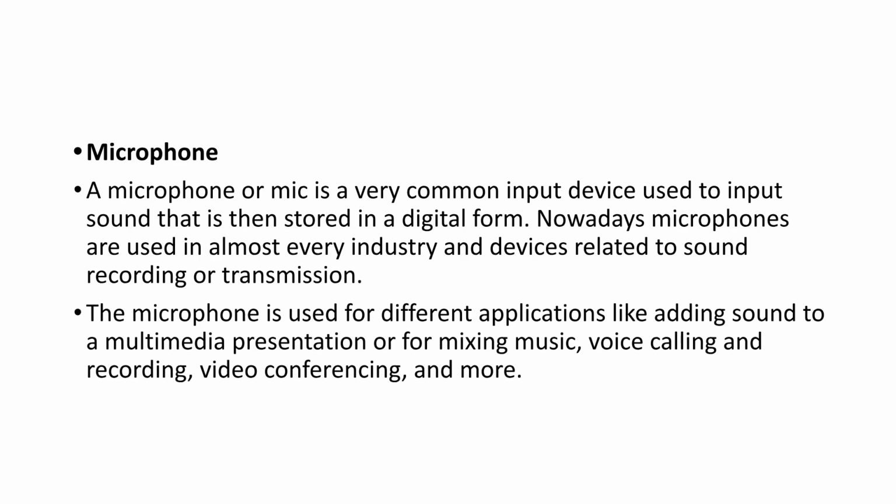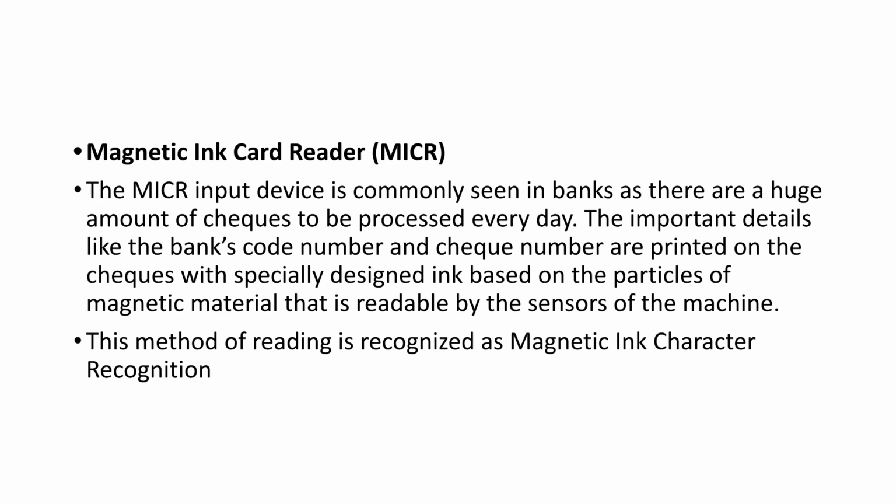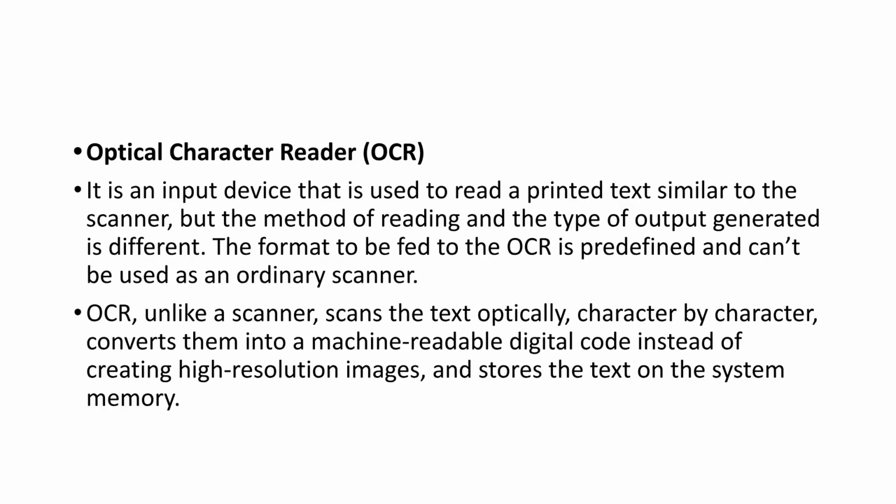The magnetic ink card reader, or MICR, is often seen in banks for processing checks. It reads bank details and check numbers printed with special magnetic ink. Optical character reader, or OCR, is an input device that reads printed text. It scans text optically, character by character, converting it into a machine-readable digital code rather than a high-resolution image.